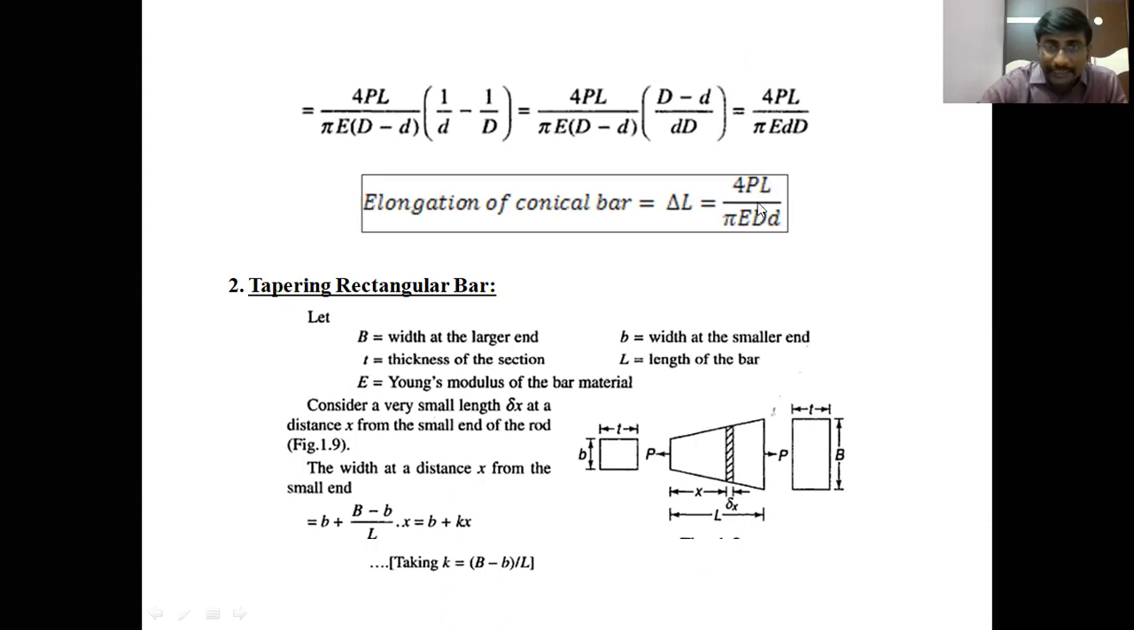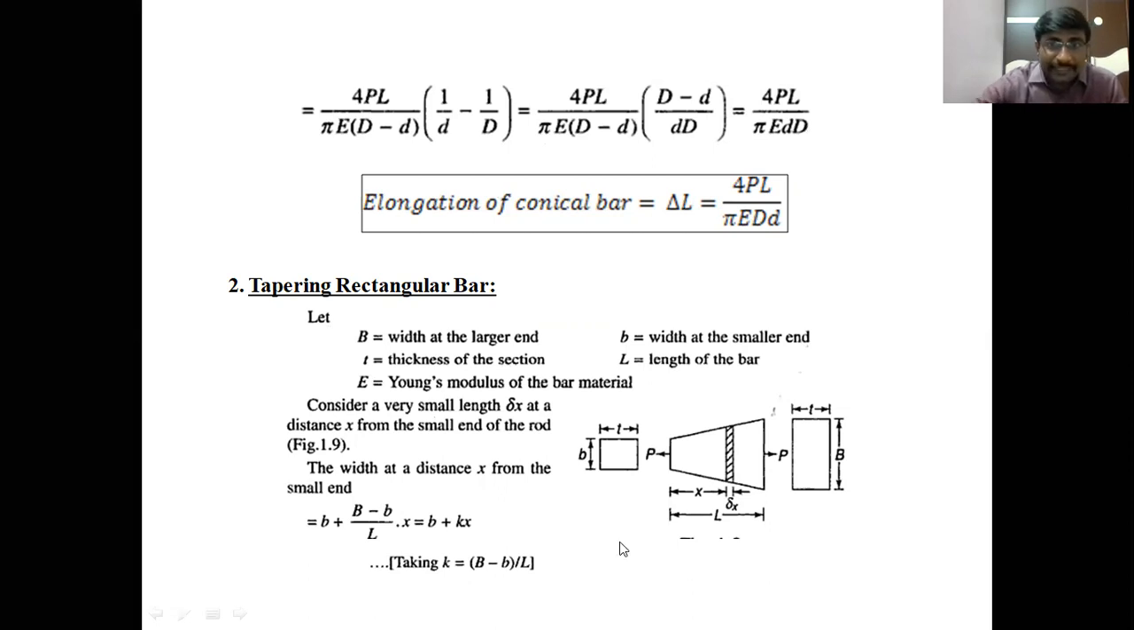So PL divided by, if we take 4 into the denominator, pi by 4 D square. Pi by 4 D square is the area. So PL by A into E. The final formula is PL by AE itself. Clear? Like that, capital D becomes small d, or small d becomes capital D, then that tapered bar becomes a uniform cross-sectional bar. Like this, we can find the elongation of the circular or conical bar. Clear, students?